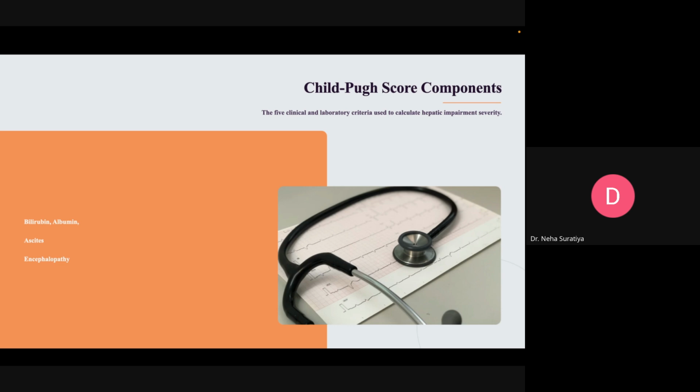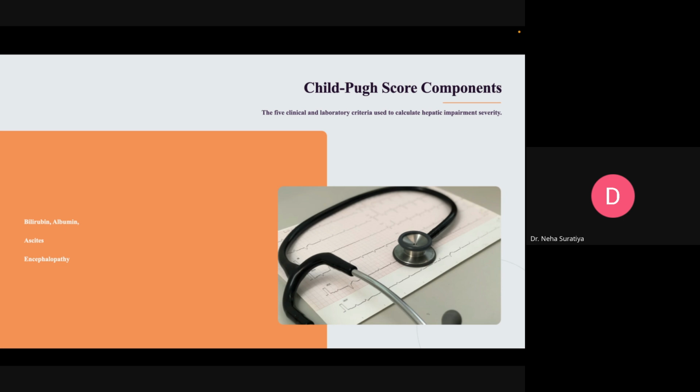So, of course, we will see SGPT, SGOT because it gives you an idea about the liver cell injury, right? But these five, INR is not written here, but these five parameters are there. Bilirubin, albumin, INR, ascites, and encephalopathy work together and give you the global picture of hepatic capacity.